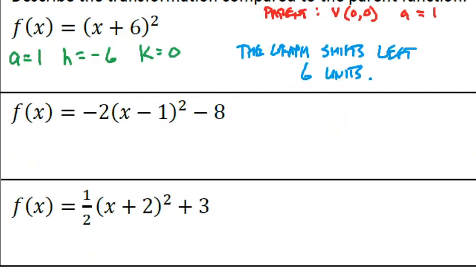F of x is equal to negative 2 times x minus 1 squared minus 8. We got an a value of negative 2. We got an h value of positive 1 and a k value of negative 8. We got a lot of things going on here. Hey, let's do this real quick up on the top one. Let's put on here that we know it's going to shift left. It's going negative 6 to the left. K does nothing and A does nothing.